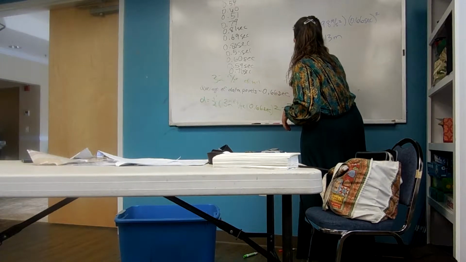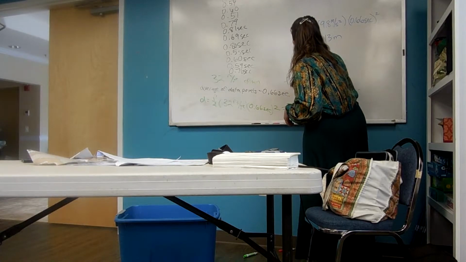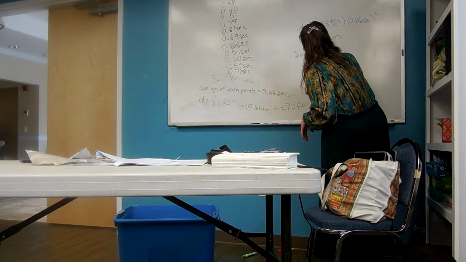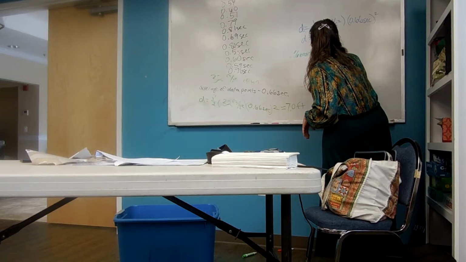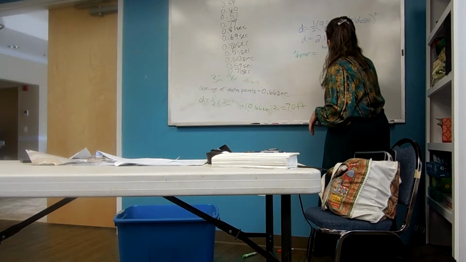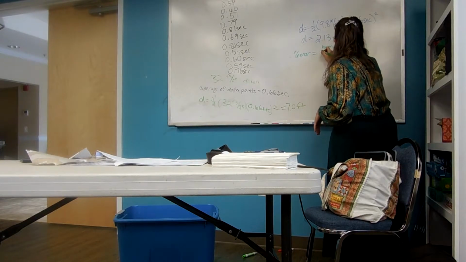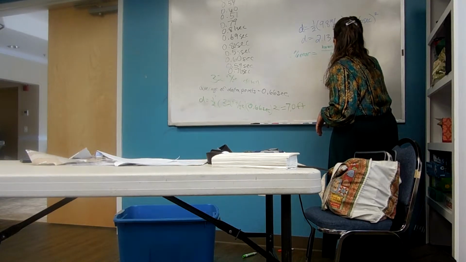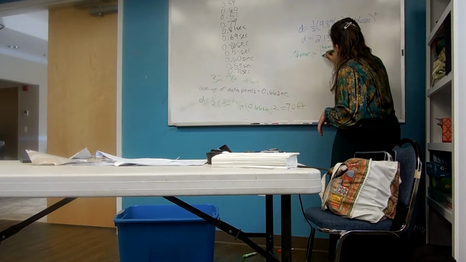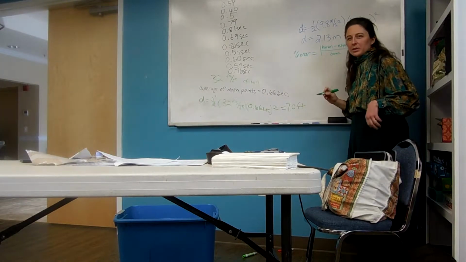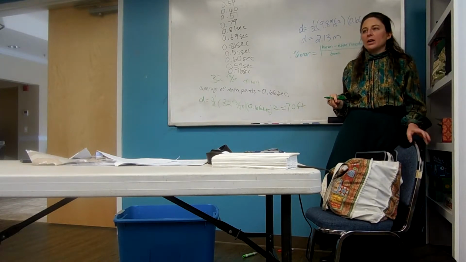So here's how you do percent error, something you probably haven't done before. Percent error equals the known value minus the experimental value, divided by the known value. And then you take the absolute value of that. Who has not ever seen absolute value in math?